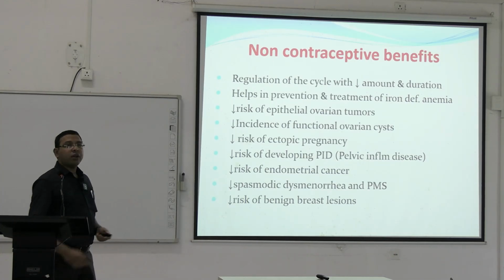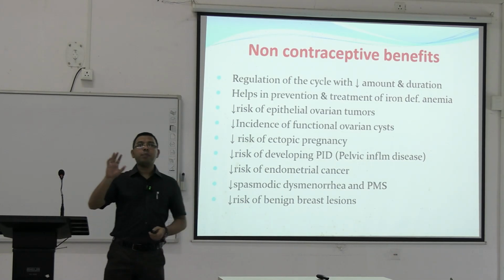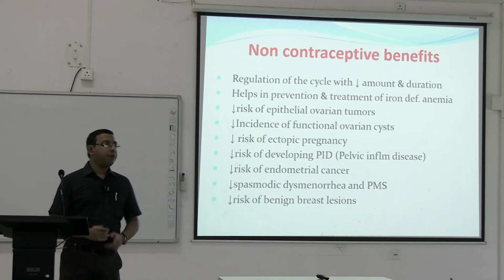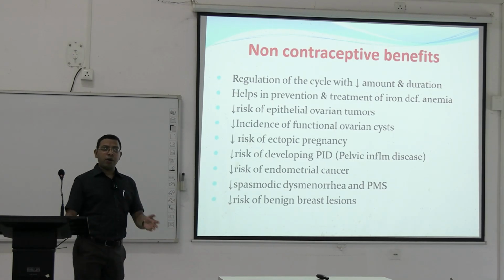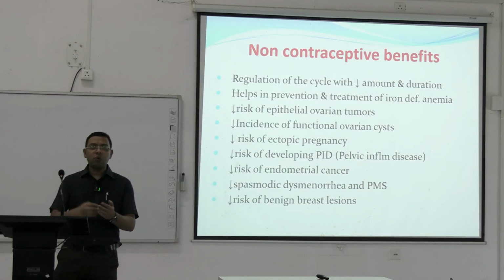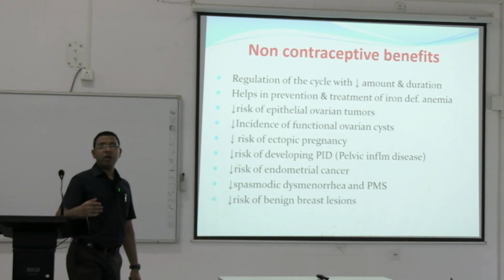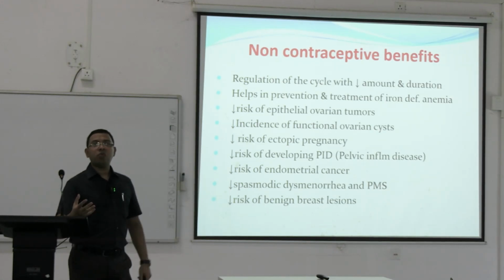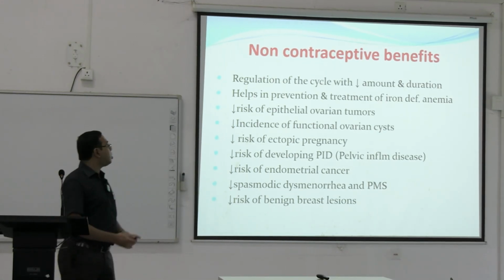There are some non-contraceptive benefits. This is also very important. What are the non-contraceptive benefits of the contraceptive pills? Regulation of the cycle with decreased amount and duration, as we have already discussed; the cycle becomes regular. It helps in prevention and treatment of iron deficiency anemia. If there is very profuse menstrual bleeding, there are more chances of iron deficiency anemia, so we can use this.